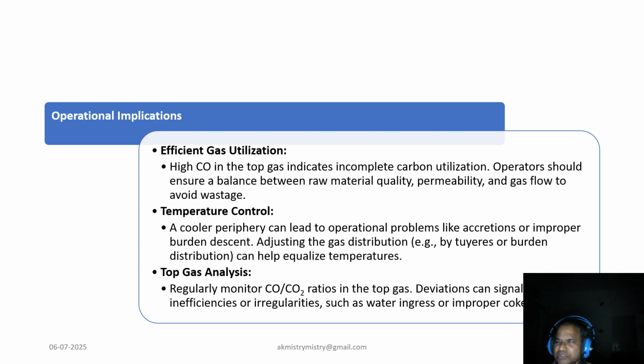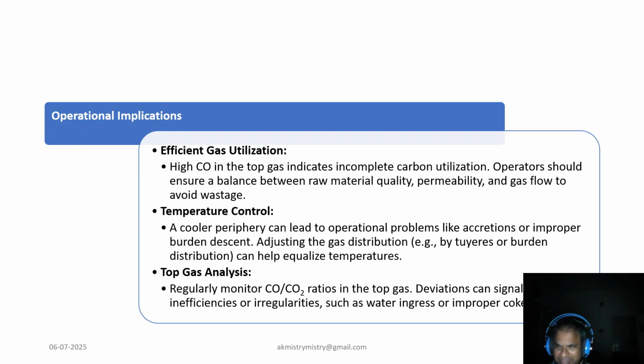Next, temperature control is crucial. A cooler periphery can lead to operational problems like accretion or improper burden descent. At the same time, the lateral moisture going to the wall also is not getting taken care of. Adjusting the gas distribution, for example by tuyere or burden distribution, can help equalize temperature.